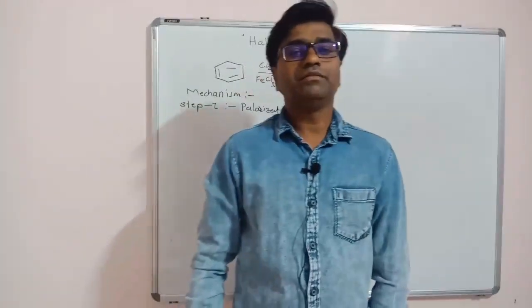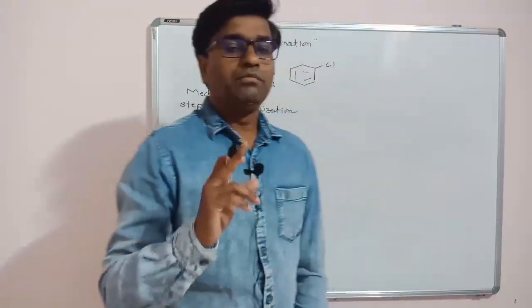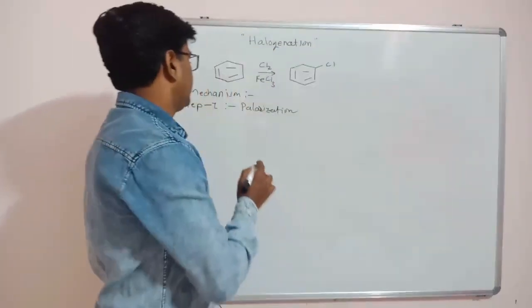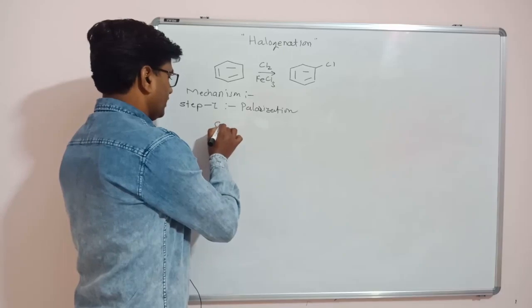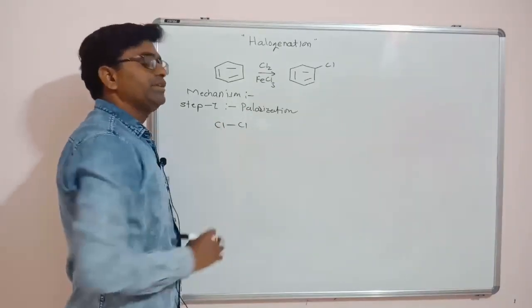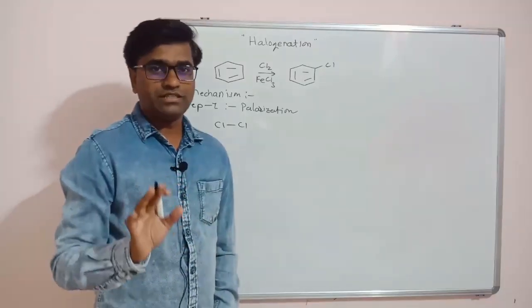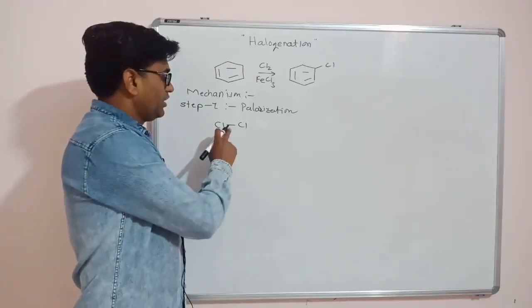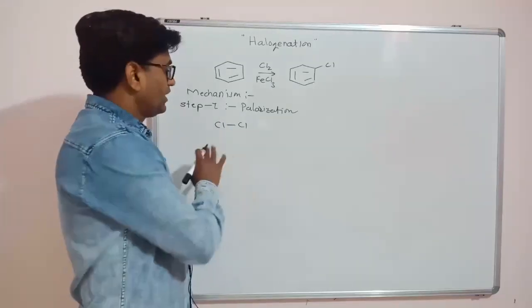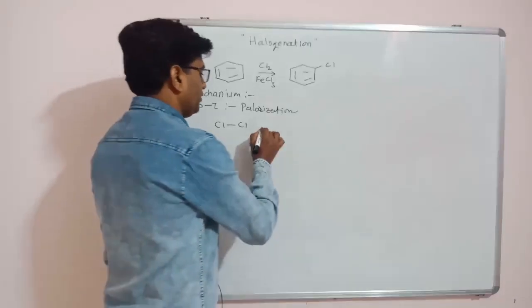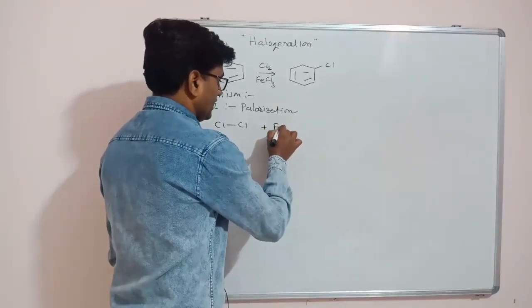For this mechanism, the first step is polarization of the halogen molecule. As we know, the halogen molecule contains two chlorine atoms. Both are the same atom, so their electronegativity is the same. So this molecule, this bond, is non-polar. There is no electron deficient chlorine here. For that purpose, we have to use a Lewis acid as a catalyst.